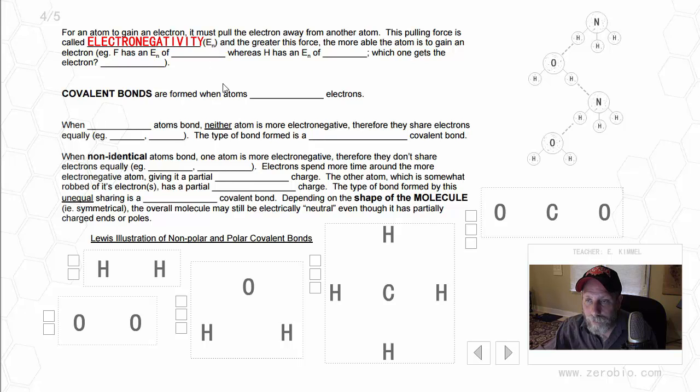I don't know if you can see that. The electronegativity is the force of pulling an electron towards itself. The greater that force, the stronger the atom is, all right? The more able it is to gain electrons. So when you go, okay, I've got this atom and I've got that. Here, let's look at this. Fluorine and hydrogen. Which one's going to win, right? When they're going to fight together, which one gets the electron?